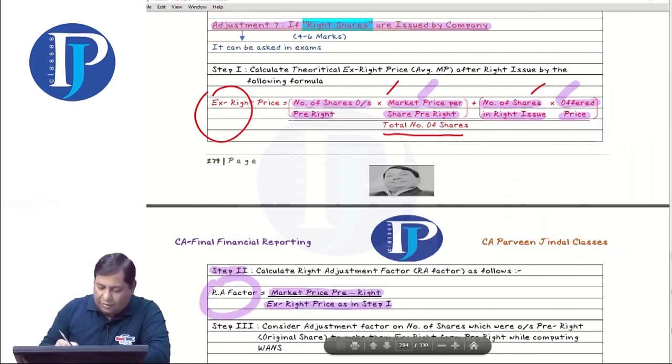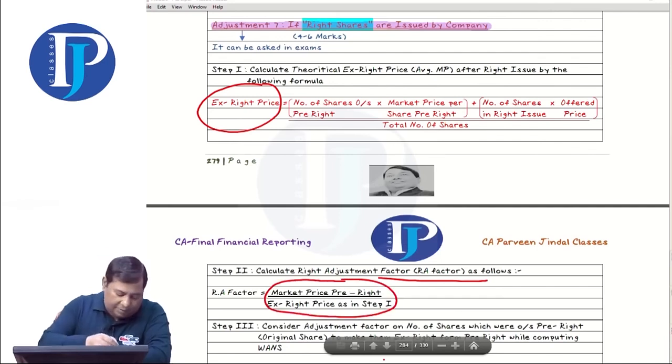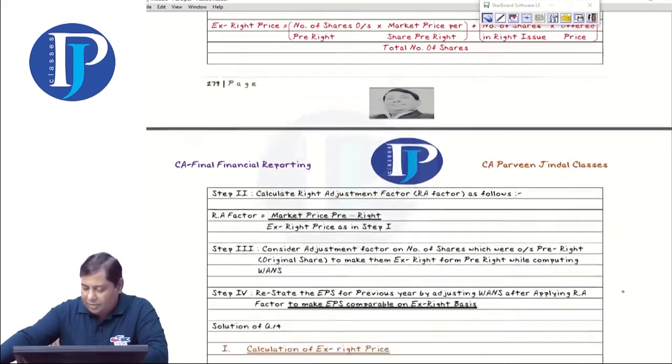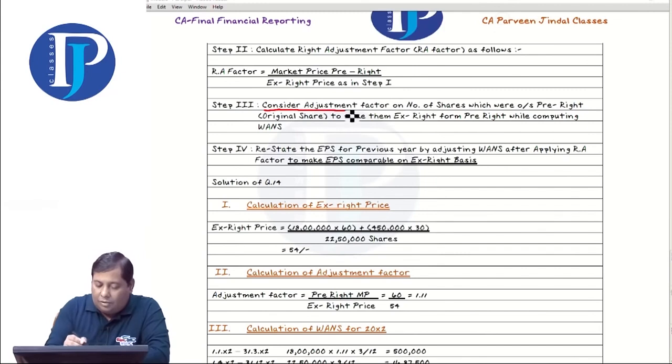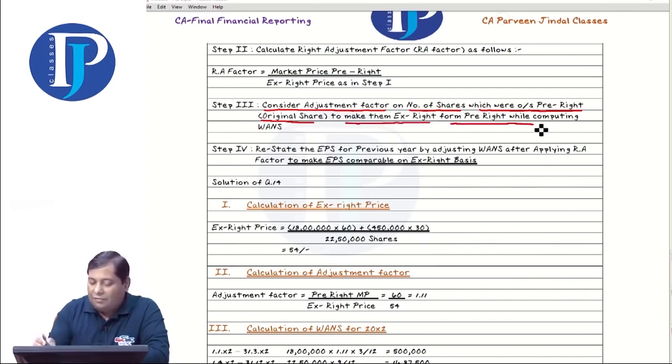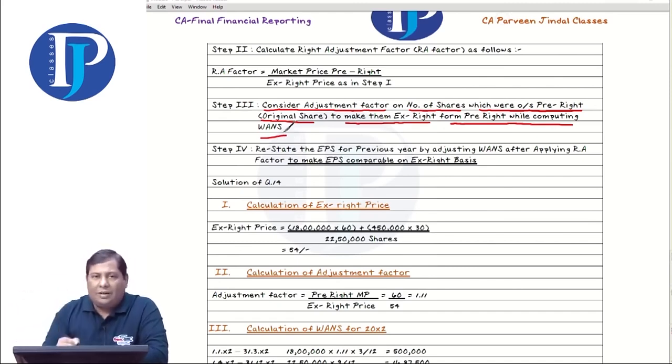We have studied all of this. See, step 1, find the ex-rights price. Second step, find the RA factor formula. Then we move to the third step. The adjustment factor which we calculated, apply it to the number of shares which were outstanding pre-rights, on original shares, to make them ex-rights. While computing, from cum-rights to make the ex-rights you will use the RA factor.